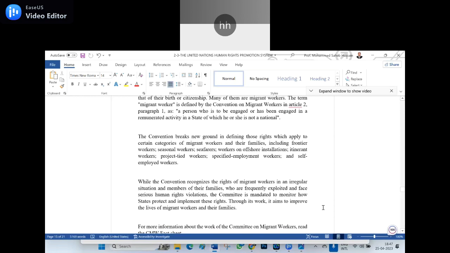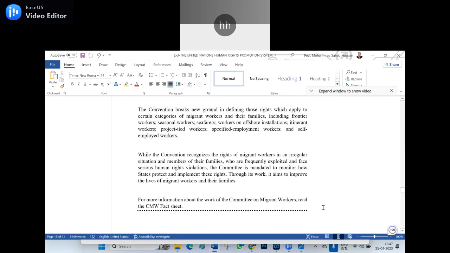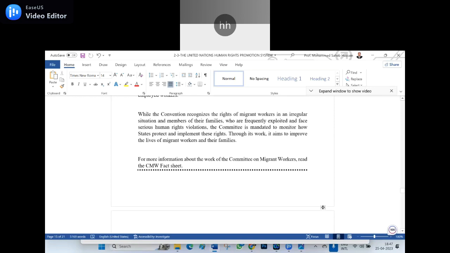Of course, the committee will see the report and give advice to the bodies. More information about the committee can be found in the migrant workers fact sheet. The convention covers the rights of migrant workers in irregular situations and members of their families, who are frequently exploited and face serious human rights violations. The committee is mandated to monitor how states protect and implement these rights. It aims to improve the lives of migrant workers and their families.